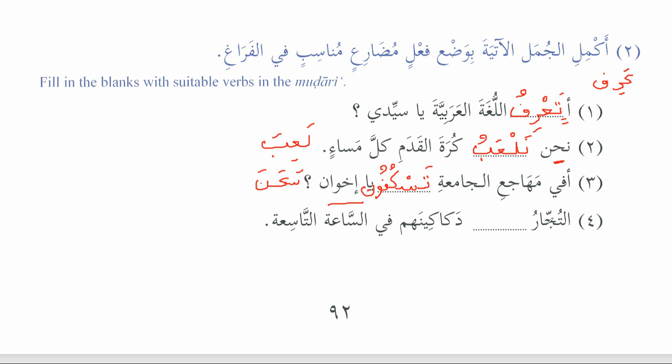التجار ... دكاكينهم في الساعة التاسعة. So he will open, فتح. So it's open. What will be the structure here? التجار. So are you mukhatib? No. This is a clue that we are talking about the traders. So we will use the ghaib. يفتحون. تجار is the plural of تاجر. So our harf mudari will be ya, representing the ghaib. Yaftahuna. So this will be our structure of the fi'l.